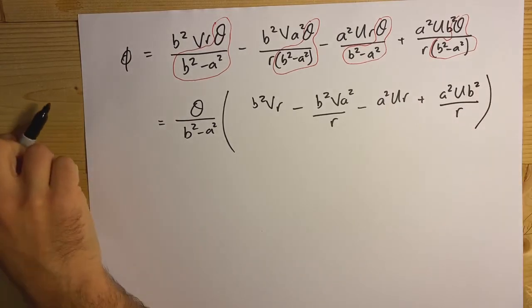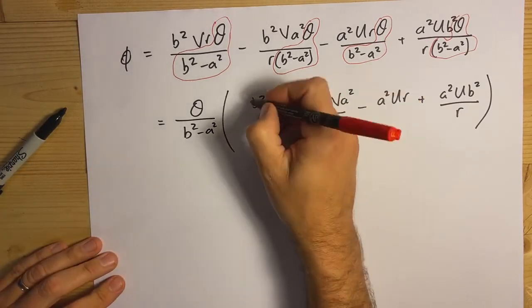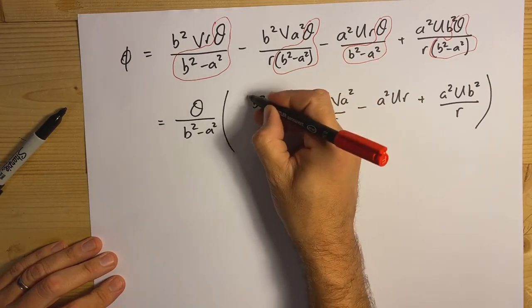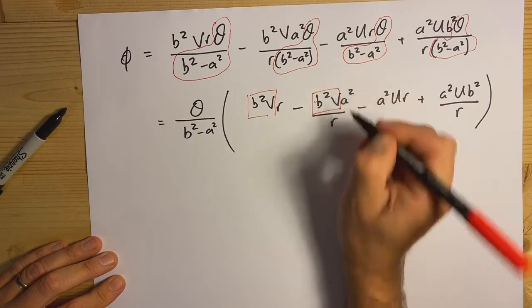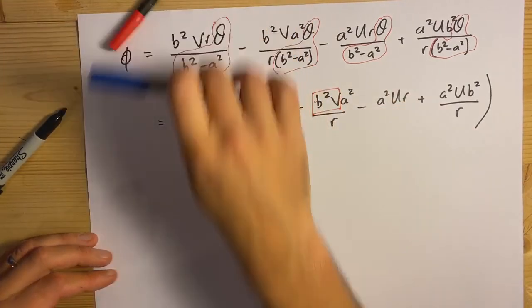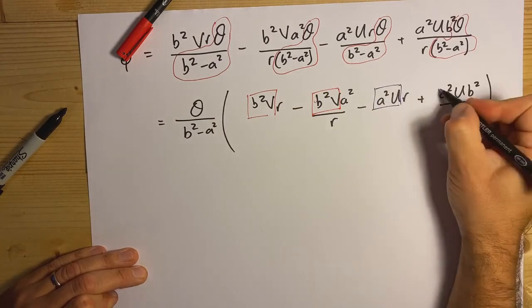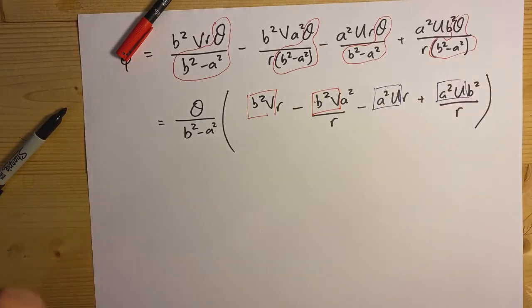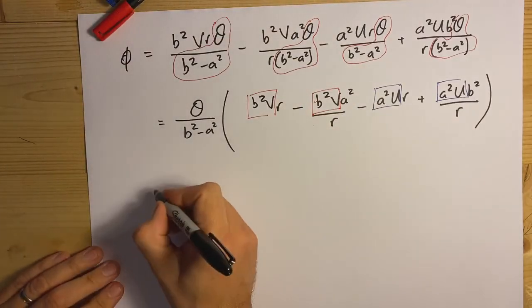Now we can do one last bit of factorizing here. We can see with these two terms, which I'll do in red, they've both got b squared times V in them, and the second terms have both got a squared u. That's the only thing that's common in them. So what we can do then is factorize these two bits separately.